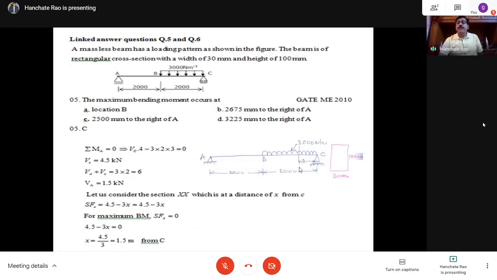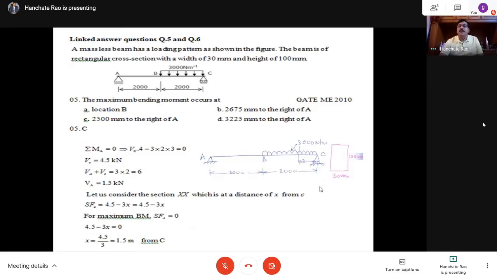VC is equal to 4.5 into x minus the intensity of the load, 3 into x square by 2. So this is the bending moment. dM/dx equal to 0 you can make, or otherwise, more easily, find out the shear force and equate it to 0. That also you can do. So try to write the shear force equation of this section.